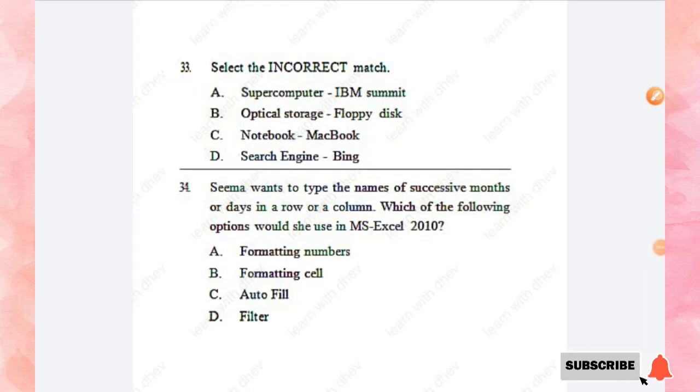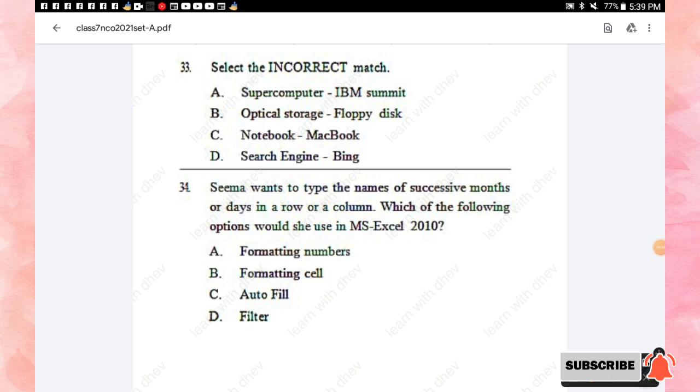Question number 34. Seema wants to type the names of successive months or days in a row or a column. Which of the following options would she use in MS Excel 2010? Options are formatting numbers, formatting cell, autofill, then option D is filter. So the right answer for this question is option C, autofill option.